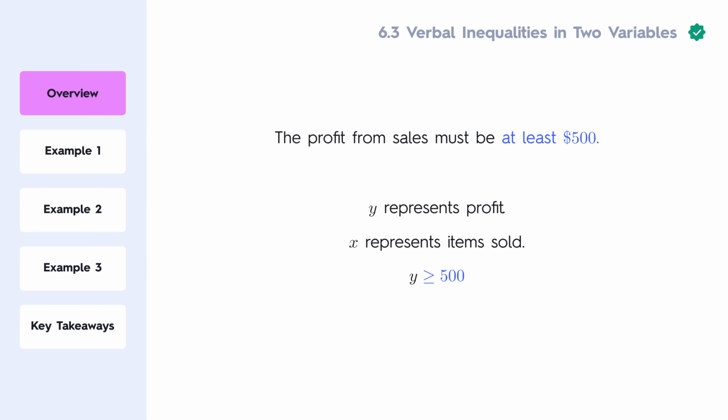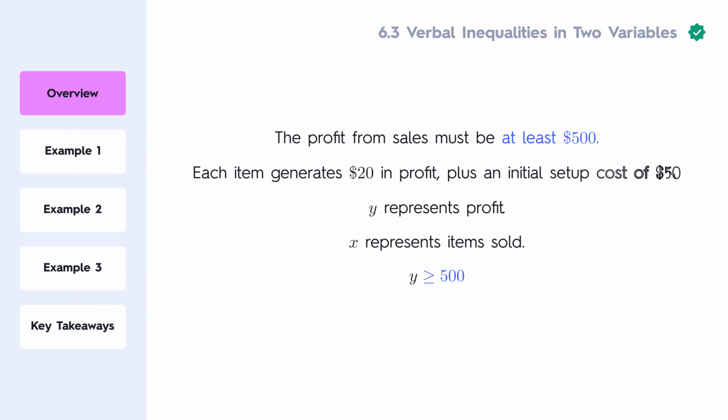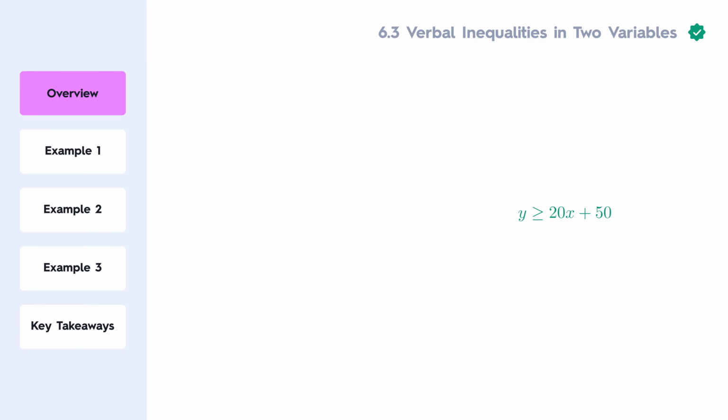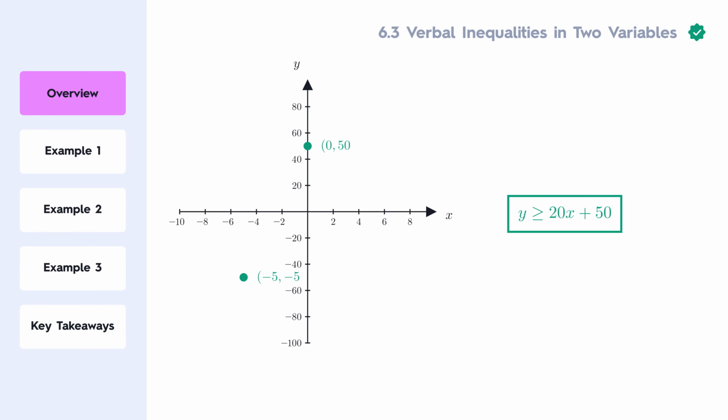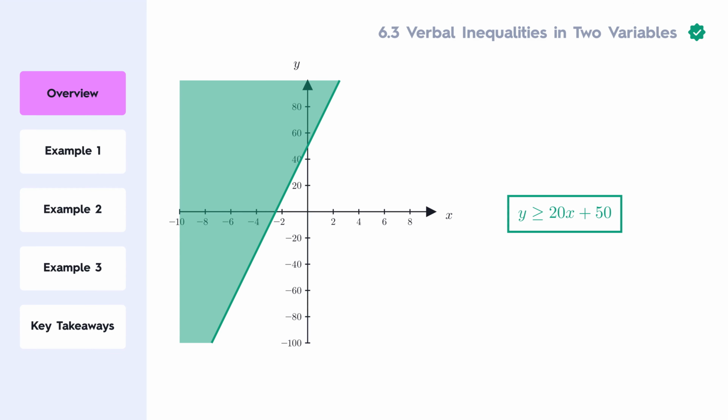Once we define the variables, we can set up an inequality with two variables. For instance, let's say we know each item generates $20 in profit, plus an initial setup cost of $50. If the profit must be at least $500, we could write this as y greater or equal to 20x plus 50. Now, after graphing the function, we can see that y greater or equal to 20x plus 50 is presented with a solid line. If y was strictly greater, we would use a dashed line. At the end, to show the range of values, we're going to shade above the line.